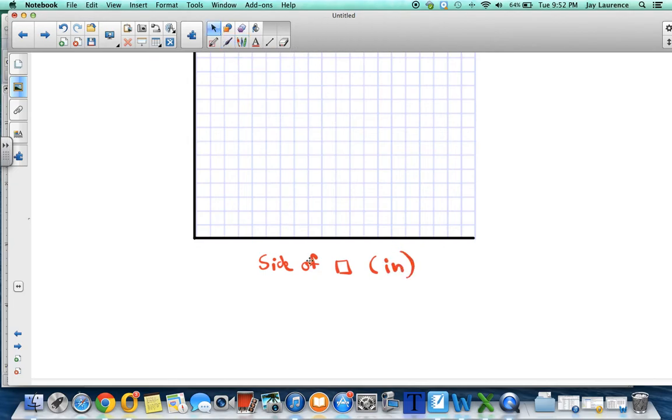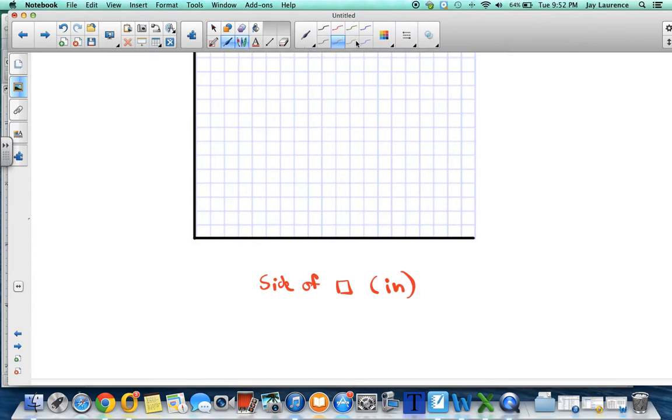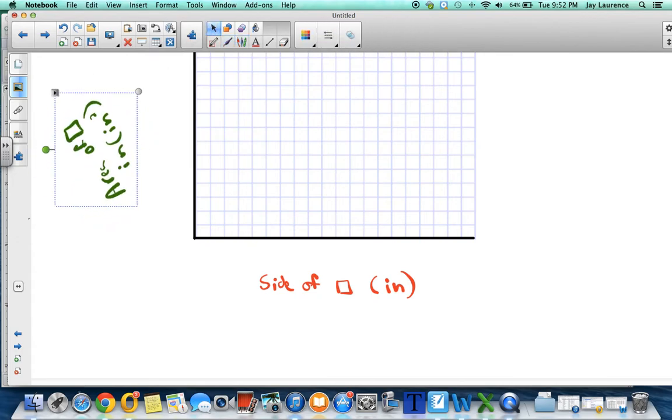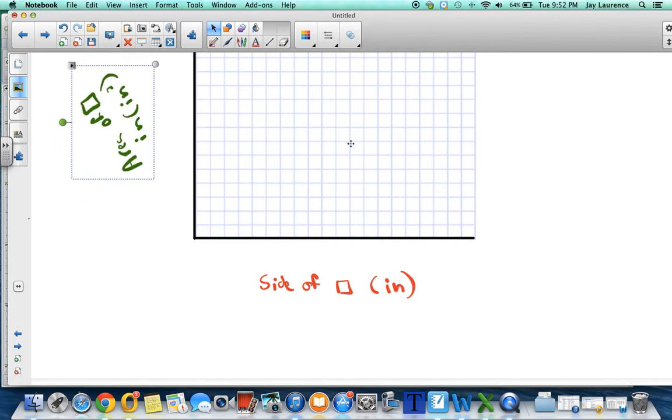And I'm going to move that down, give myself some room. And then along the vertical side, and I'm only changing colors to help you, this will be the area of the square in inches squared. Okay. All right, so I'm going to go like this. Put it over here.